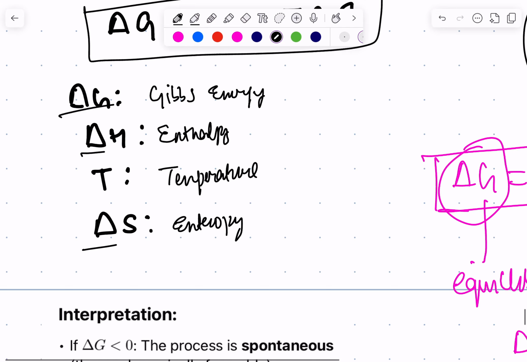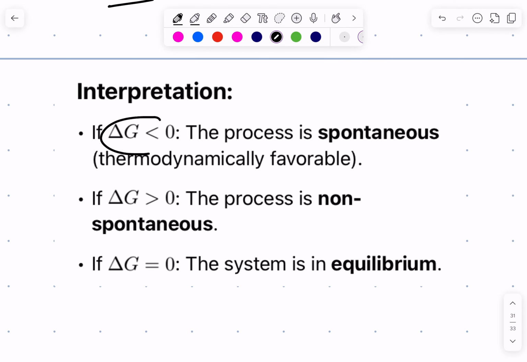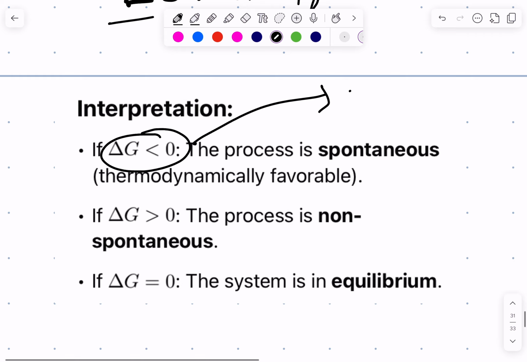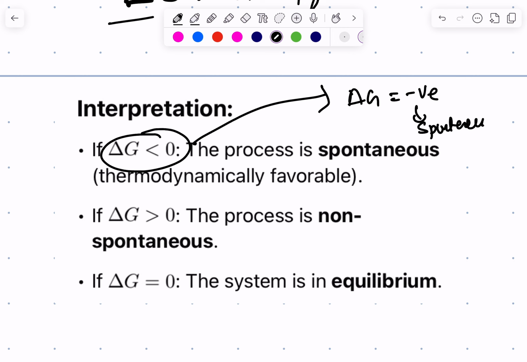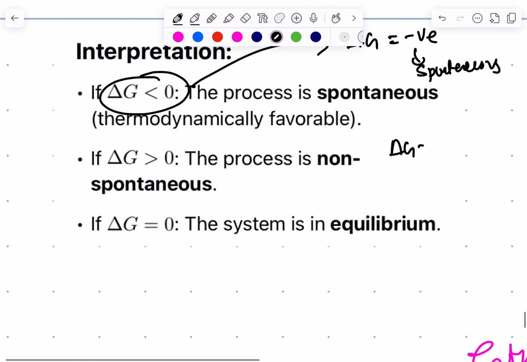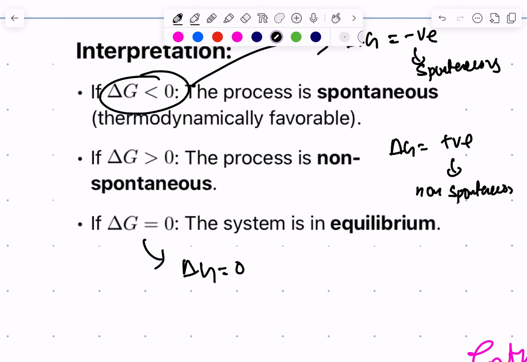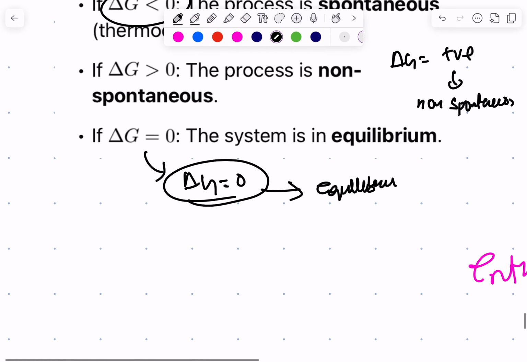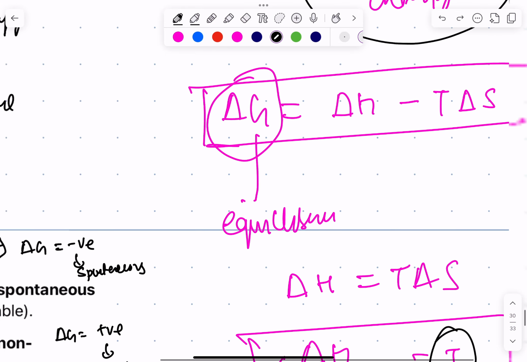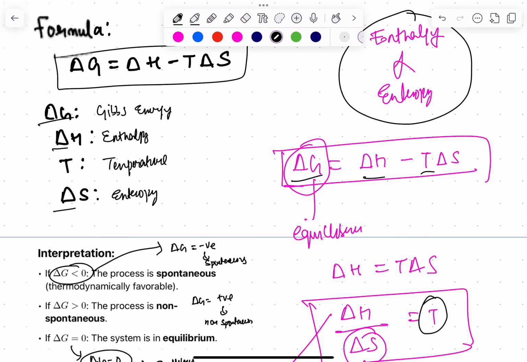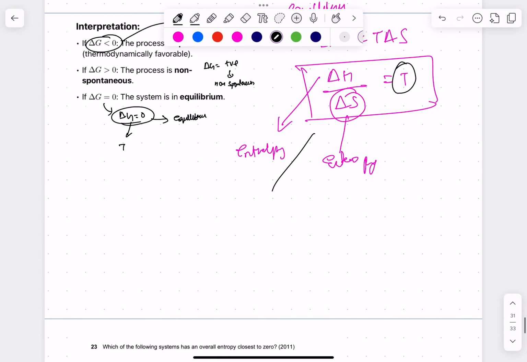Delta means change. And the situation is, very important, guys: if delta G is negative, the reaction will be spontaneous. Make sure about this. If delta G is positive, the reaction will be non-spontaneous. And if delta G is 0, it will be in equilibrium. And in this situation I told you that you can even find the temperature. It doesn't matter if they ask you for the temperature and give you the other quantities, you can find the temperature in that condition also. So we will do the questions now.